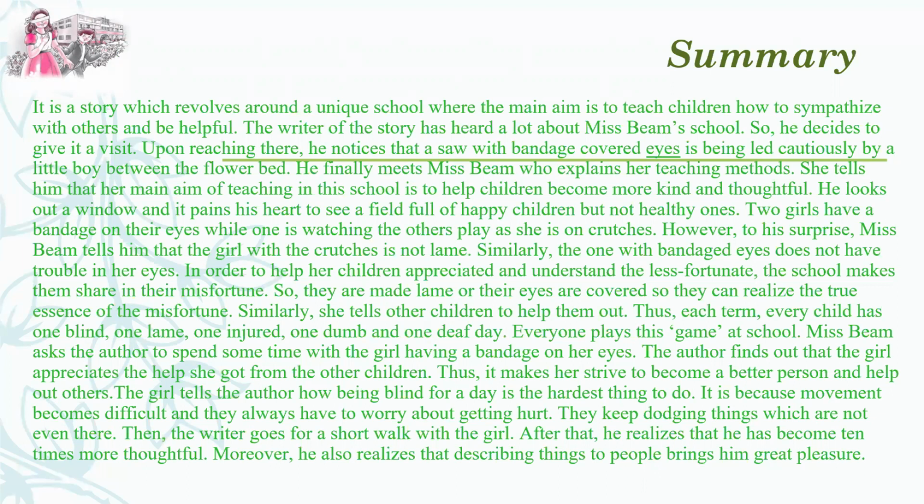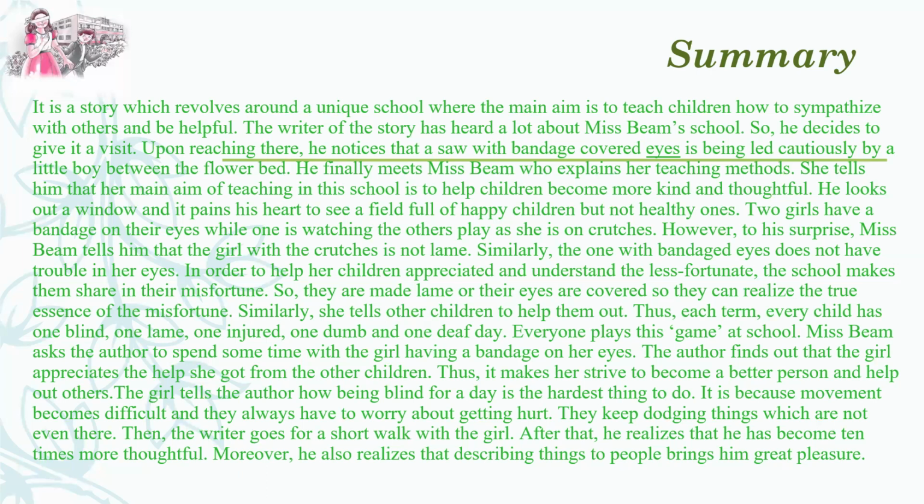So the summary says it is a story which revolves around a unique school. Unique means very different, where the main aim is to teach children how to sympathize with others and be very helpful. The writer of the story has heard a lot about Miss Beam's school, so he decides to give it a visit. Upon reaching there, he notices that a boy with bandage-covered eyes is being led cautiously by a little boy between the flower beds. He finally meets Miss Beam, who explains her teaching methods.